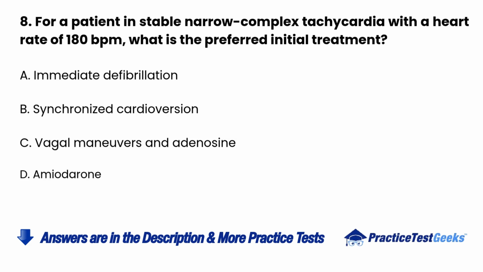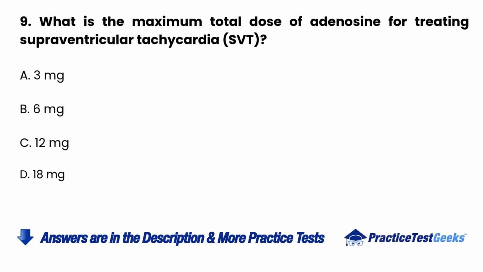8. For a patient in stable narrow complex tachycardia with a heart rate of 180 beats per minute, what is the preferred initial treatment? A. Immediate defibrillation. B. Synchronized cardioversion. C. Vagal maneuvers and adenosine. D. Amiodarone.